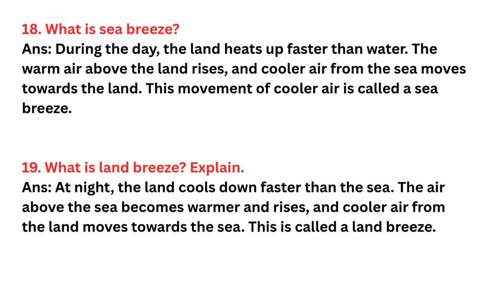Question number 19. What is land breeze? Explain. Answer. At night, the land cools down faster than the sea. The air above the sea becomes warmer and rises, and cooler air from the land moves towards the sea. This is called a land breeze.